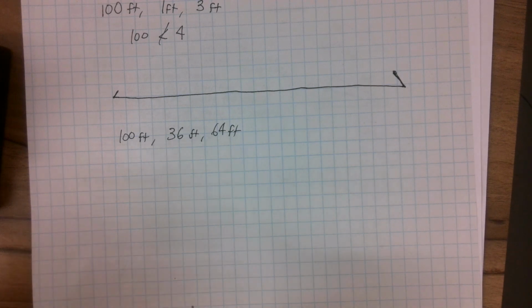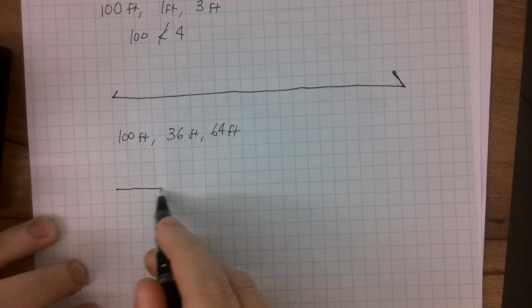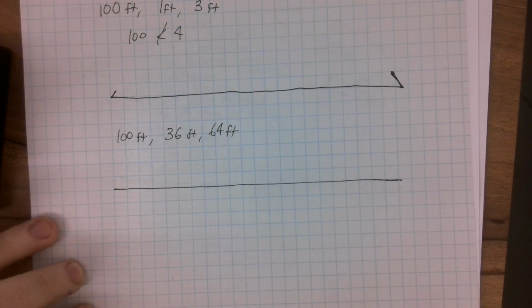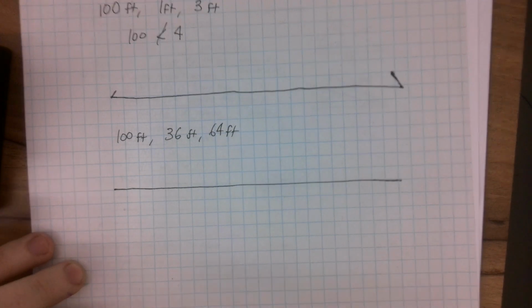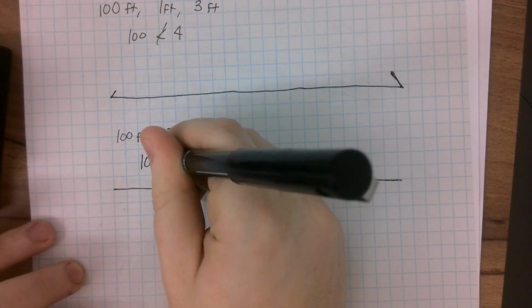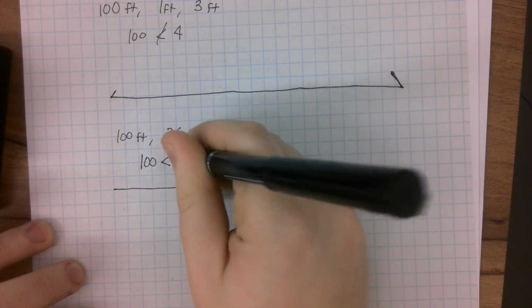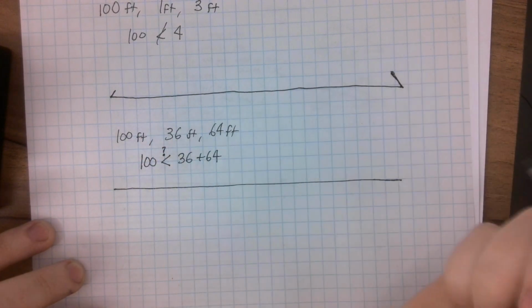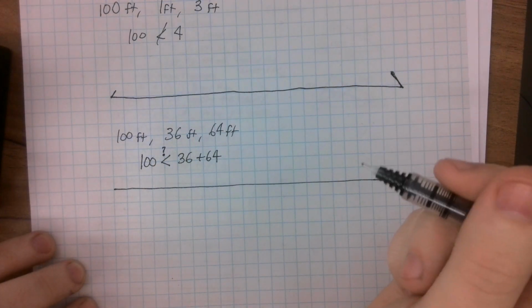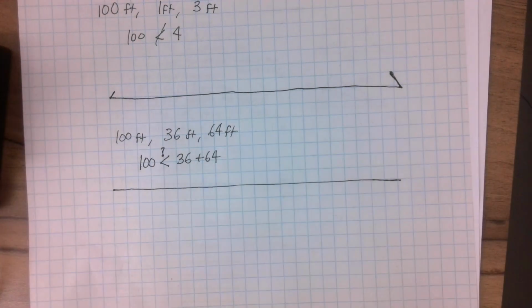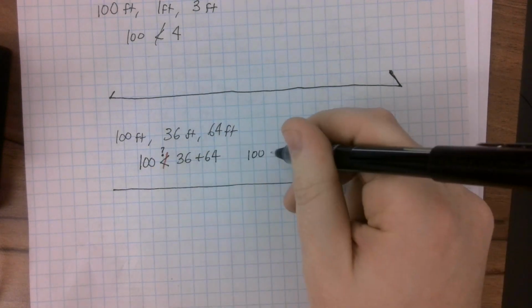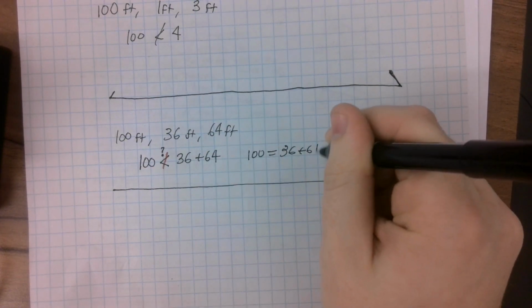This is a toughie. I'll make 100 feet, this length here. The problem is here. Is 100 less than 36 plus 64? I want to put this question mark over to show that we don't know. No, it's actually also not a triangle. The reason is 100 equals 36 plus 64.